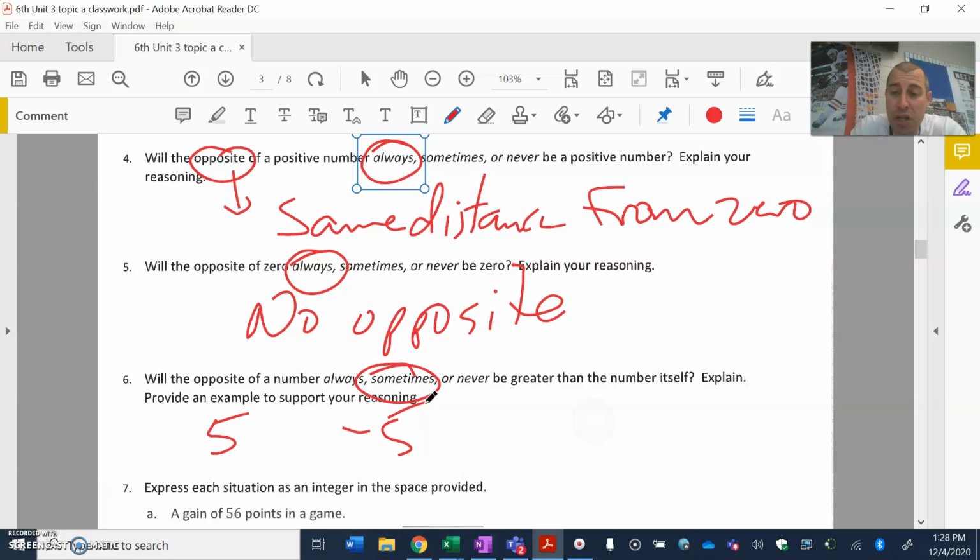But if you started with a -5 and you took the opposite of it, you'd get a 5. Would that be greater than itself? Yes, it would be. So it kind of depends. If you start with a positive, the answer is no. But if you start with a negative, the answer is most definitely yes. So that's why it's sometimes.